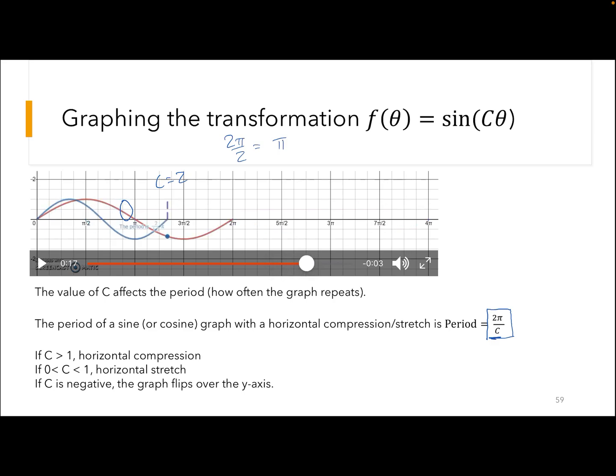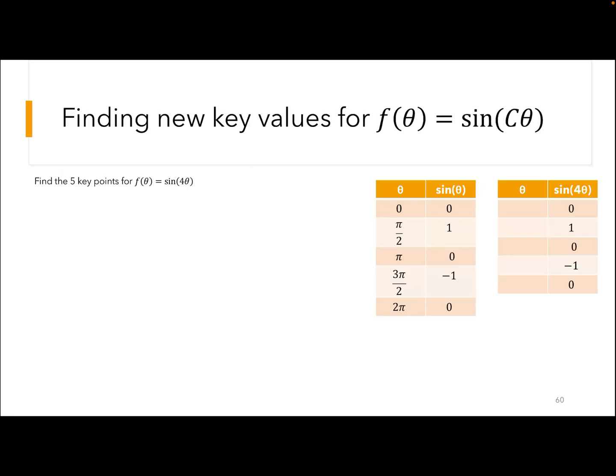So like here, we see that C equals a half. And so then 2 pi divided by a half is 4 pi. And so we can see that that graph stretches out and it's going to repeat every 4 pi radians. So the period is what is affected by the C value.